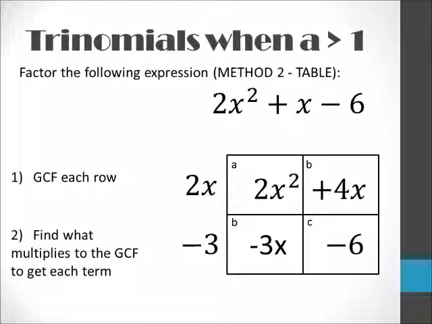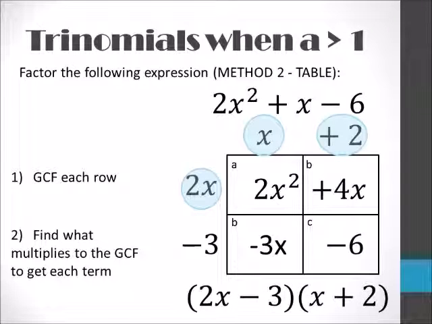Next, you're going to figure out what multiplies to the GCF to get each term. 2x times what will give you 2x squared, and in this case it is x. To double check your work, you know that negative 3 times x gives you negative 3x. Now let's look at what 2x multiplies by to get 4x, and that is 2. Double check, negative 3 times 2 does give you negative 6.